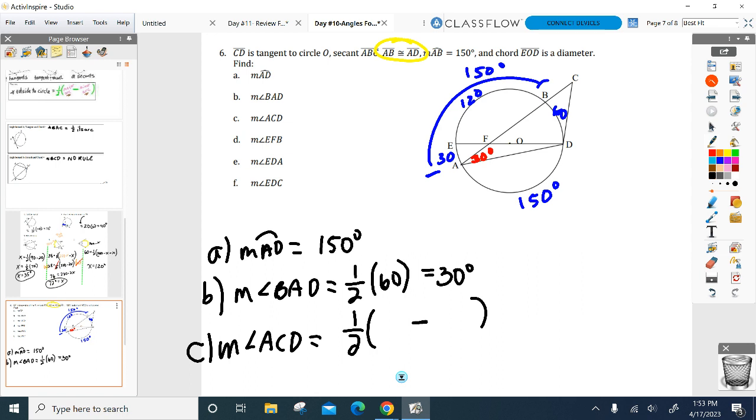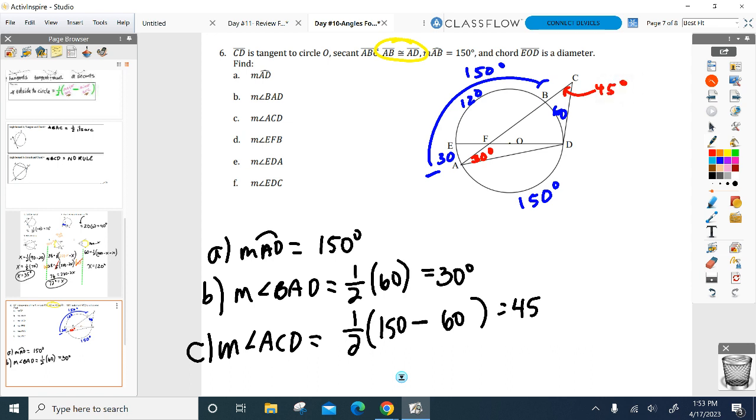You ready here, Riley? Yeah. I'm going to do the major, 150, minus the minor, 60. Got it. 45. I don't want to take any of your spotlight. There's 45 degrees.